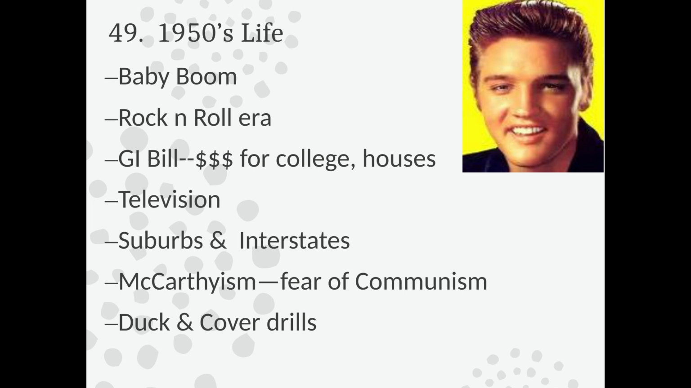In the 1950s, we get the baby boom. We get the rock and roll era. The baby boom, of course, was a lot of babies born after World War II is over with. It's an explosion in the population. We get the emergence of the GI Bill, which was money for college for veterans and people in military services, loans to buy houses, and all sorts of things through the GI Bill.